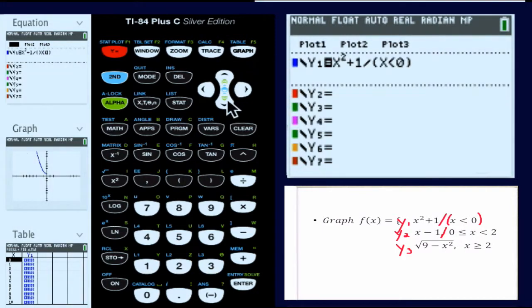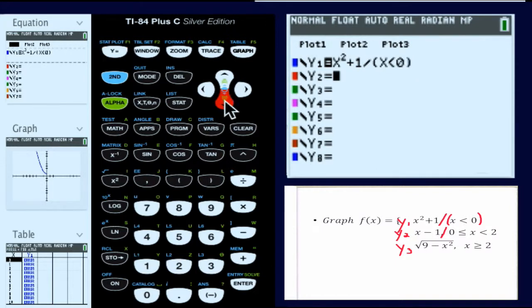So let's scroll down to y2, and we're going to type in the second part of our function, which is x minus 1, and it has a different domain restriction. We're still going to put in x, and then subtract. Make sure you use the subtraction button and not the negative key. The calculator will be confused and tell you you have an error. Make sure you do not use the negative key. You have to use subtract 1. Now you put in the domain restriction with divided by and parentheses.